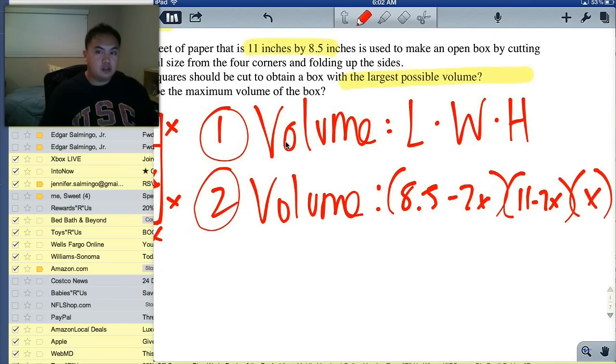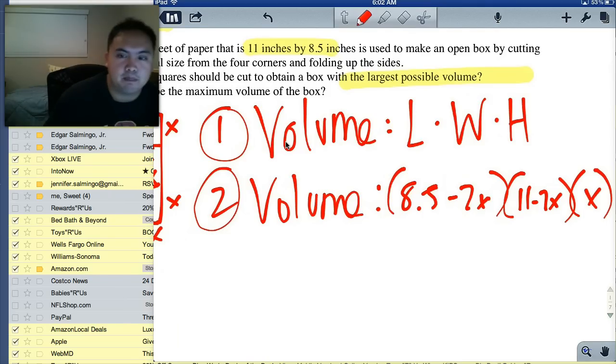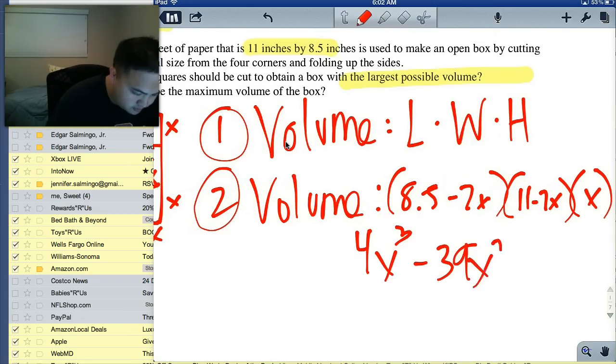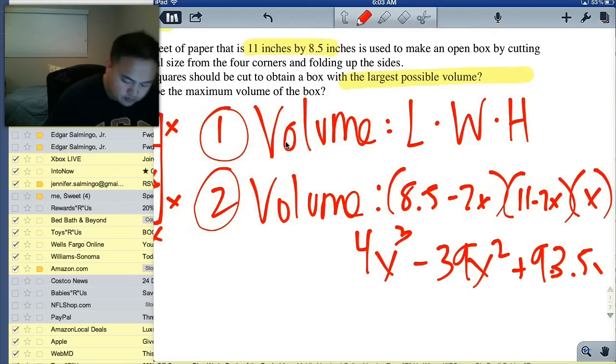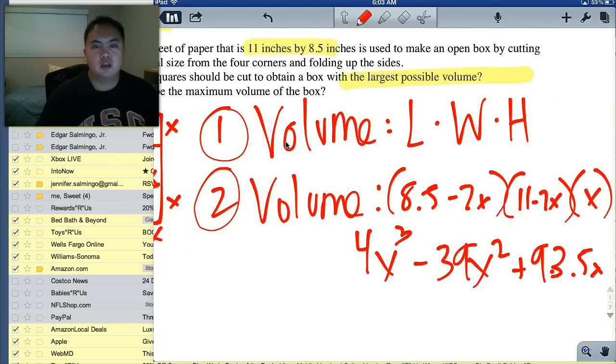Now, do you see how in step 2, what I did was make them all the same variable. For simplicity's sake, you're going to multiply this out, and to make this video a little bit faster, let me just multiply it out for you. When you simplify it, you're going to get 4x to the third minus 39x squared plus 93.5x. So I figured out first what I'm maximizing, and then I got it into one variable.